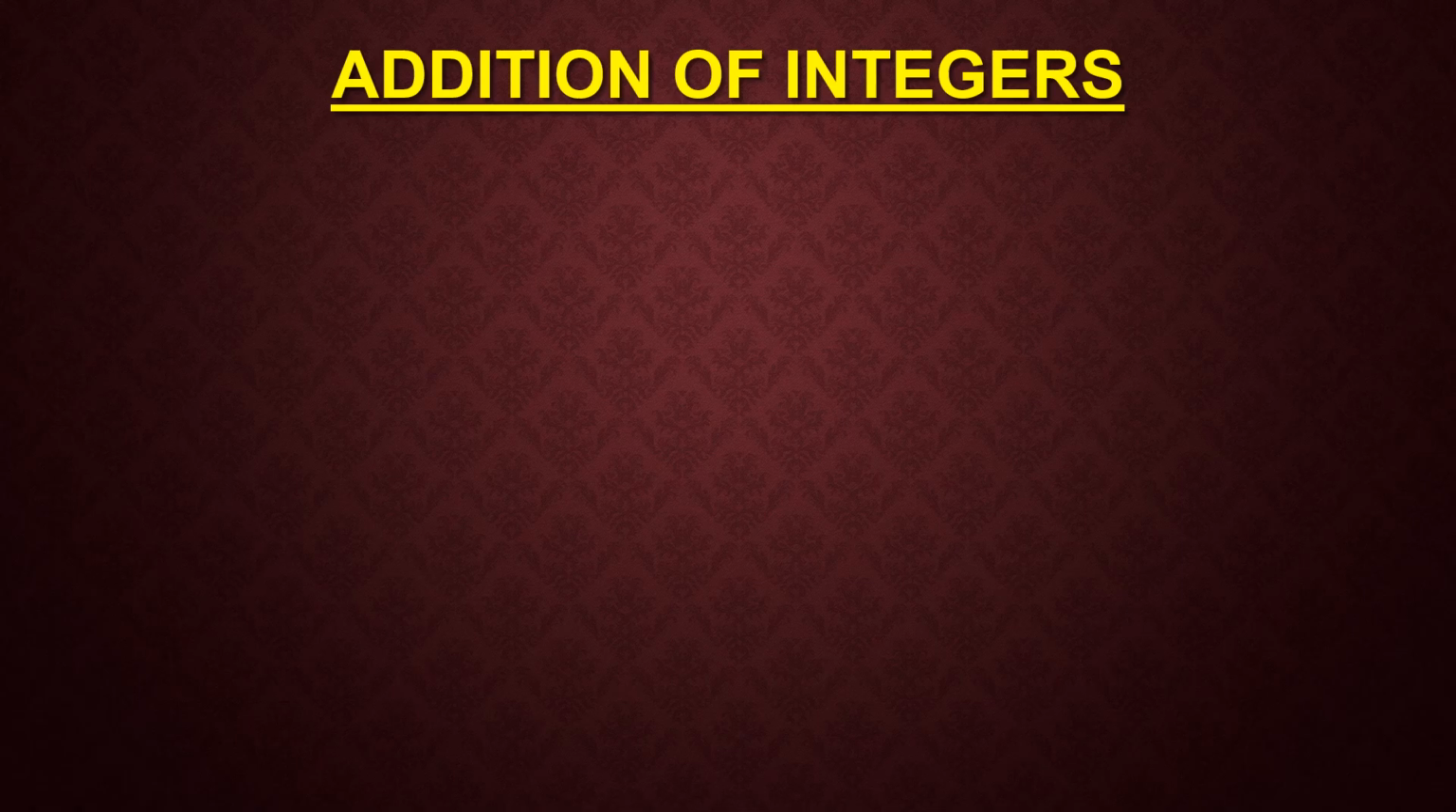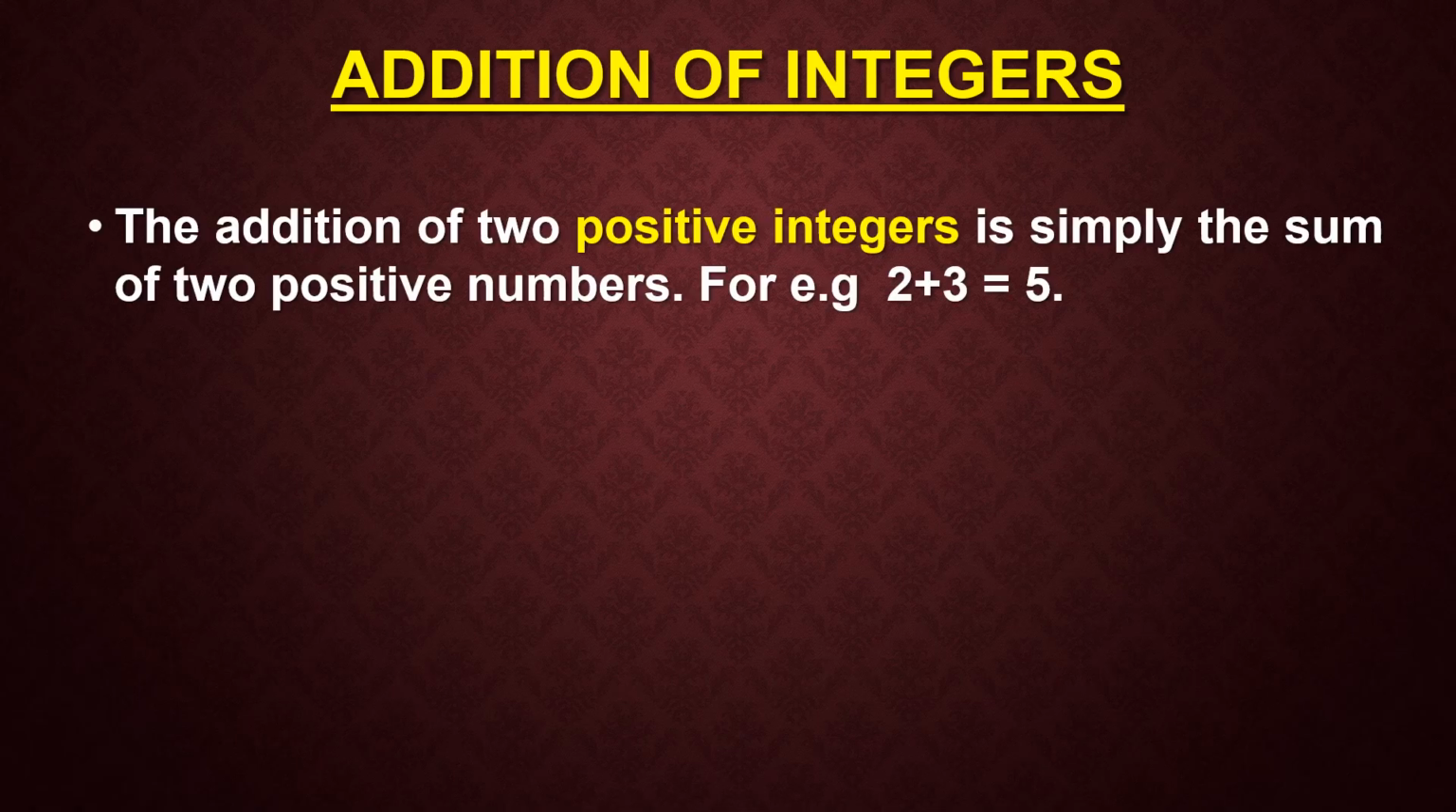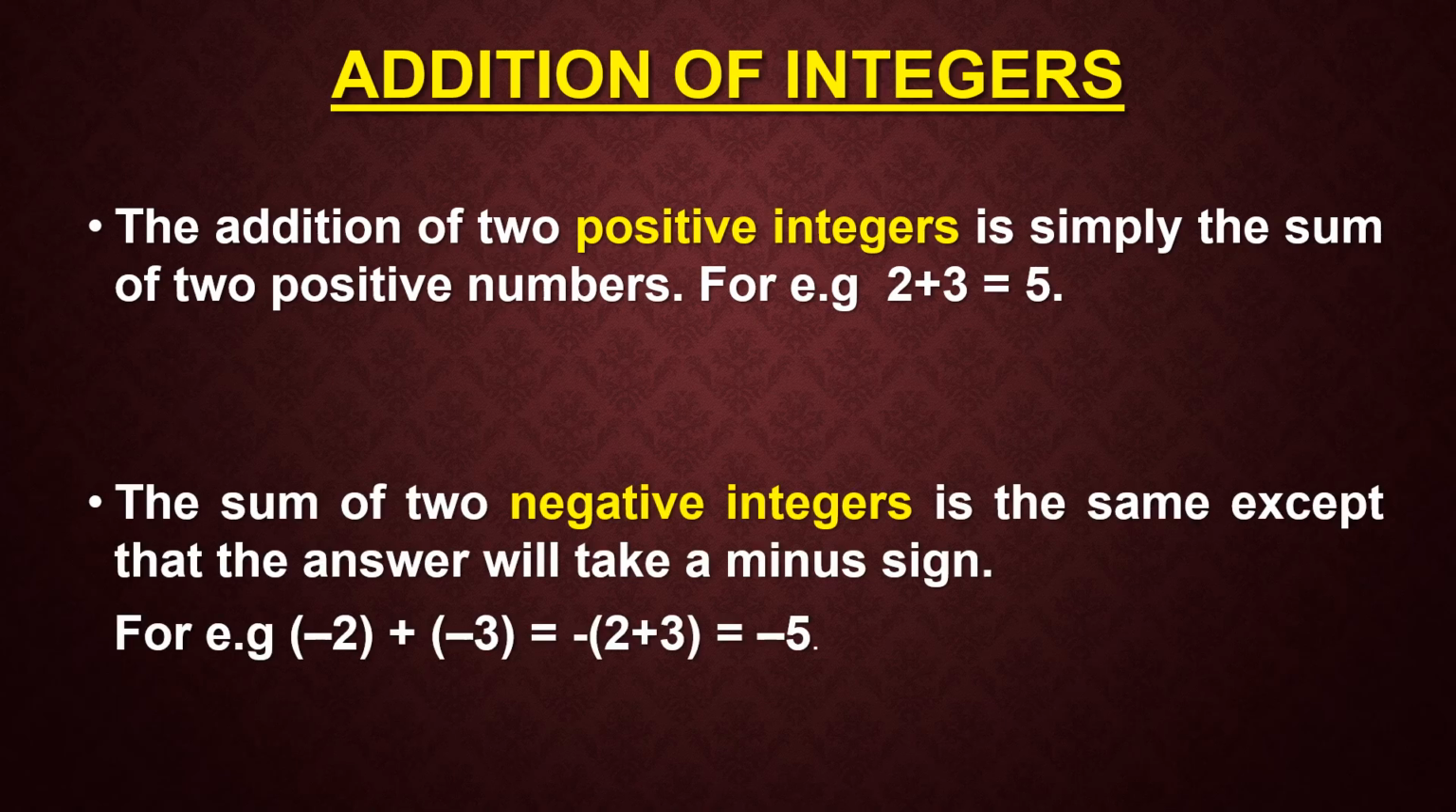Addition of integers. The addition of two positive integers is simply the sum of two positive numbers. For example, 2 plus 3 is equal to 5. The sum of two negative integers is the same, except that the answer will take a minus sign. For example, -2 plus -3 is equal to the sum of the two numbers 2 plus 3, which is equal to 5, with a minus sign, -5.